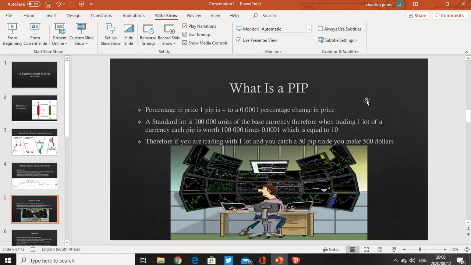Therefore, when you're trading one lot of a currency, each pip is worth 100,000 times 0.0001, which is equal to 10. So if you're trading Euro USD or any USD pair, you can just have in your mind that a pip is worth about $10. So if you're trading with one lot and you catch a 50 pip trade, you'll make $500. But also, if you're trading with a lot and it goes 50 pips in the opposite direction, you lose $500.